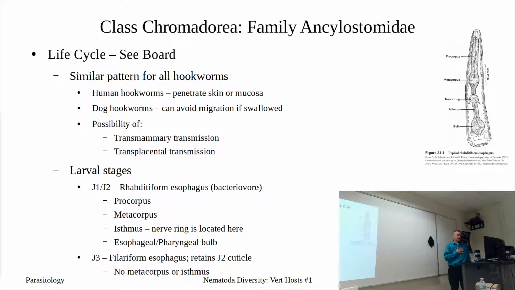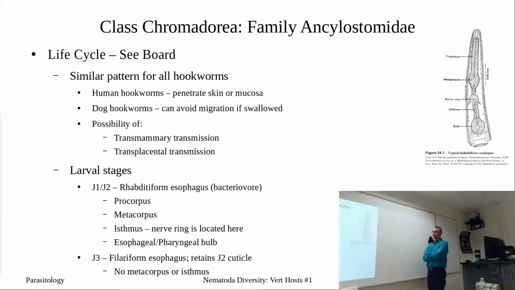All right. We also have the possibility of 2 other types of transmission pathways. We've got transmammary transmission and transplacental transmission. These are known to occur in the dog hookworms, probably occurs in other species. I'm not sure if we know about humans. Maybe it's suggested that humans can have this. It's just we're in a pretty clean environment.